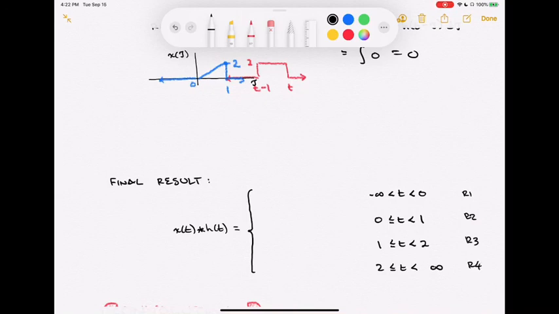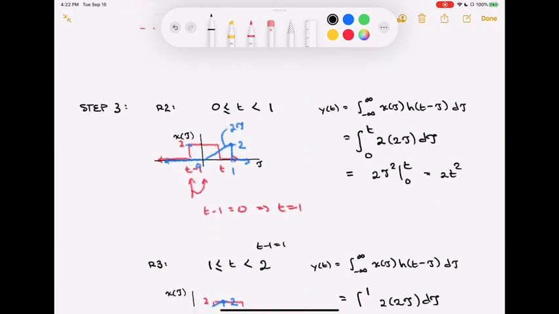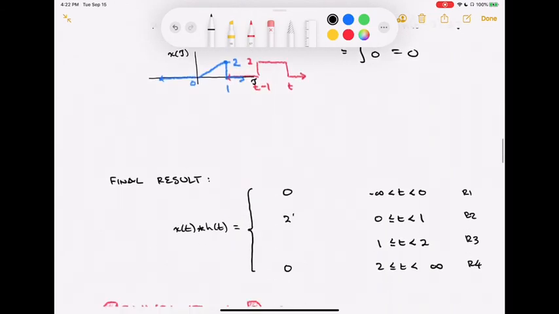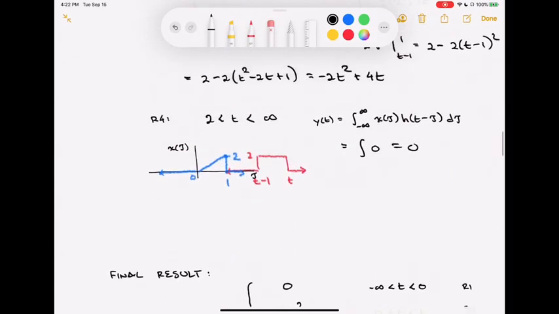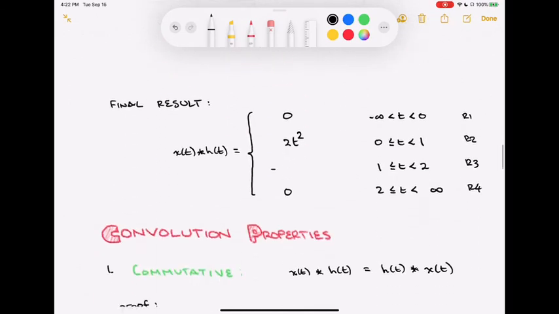The first region, where the pulse had not yet entered anything, we got a product of 0, integration of 0, that was just 0. Same thing for when the pulse had ended or exited, so that was also 0. And then we just have to go back up and grab our values. Region 2 had a value 2t squared, so I'm going to go ahead and plug that in there. I have 2t squared. The next one was what? It was a minus 2t squared plus 4t. I could put minus 2t squared plus 4t, something along those lines.